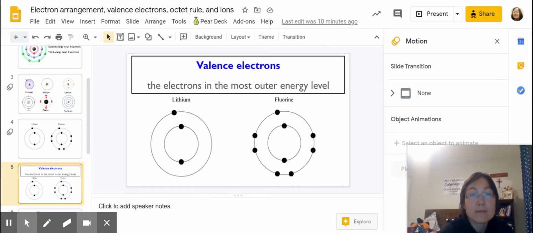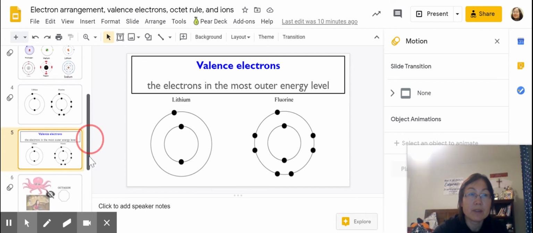Okay. My computer just keeps on freezing.